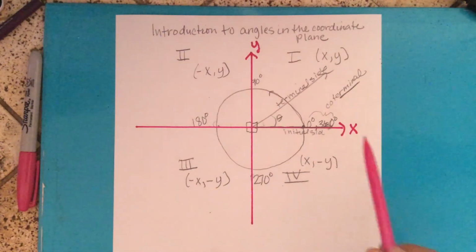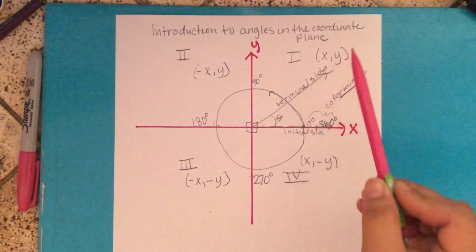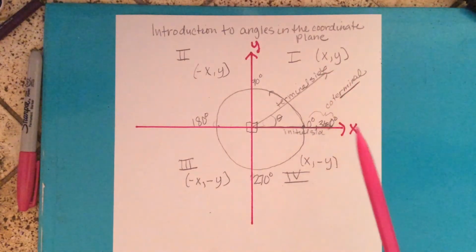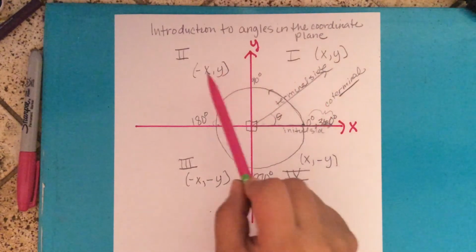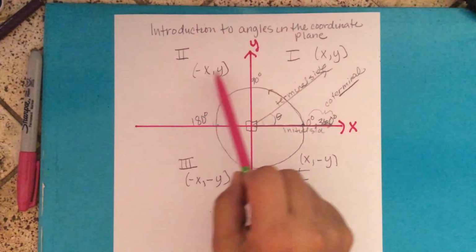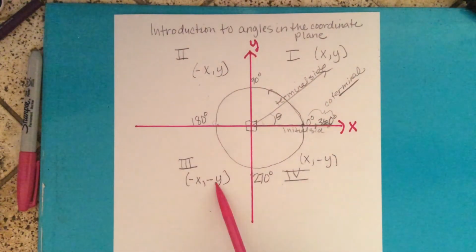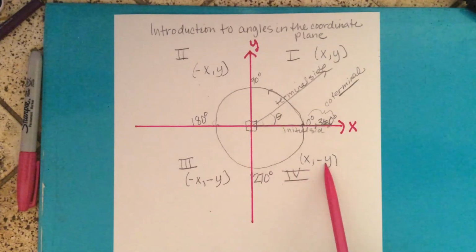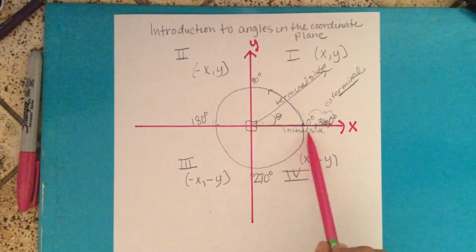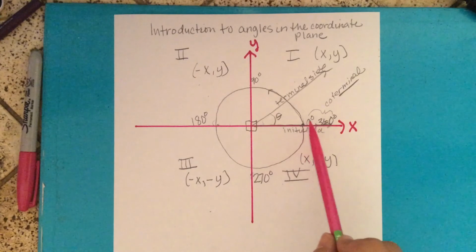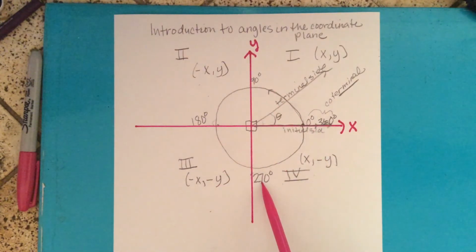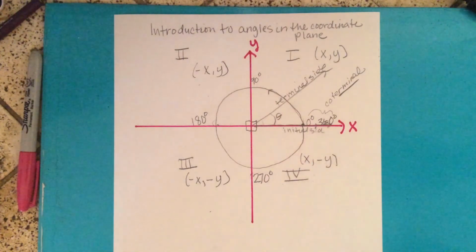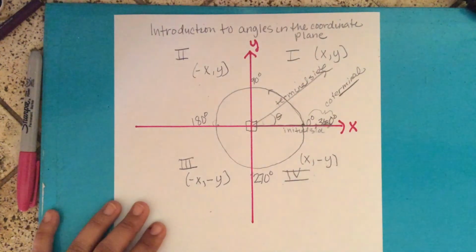So this is important information that you need to know and remember when you guys are doing what we're going to be doing today. X and Y are positive in the first quadrant, negative x and positive y in the second, negative negative in the third, and x positive and y negative in the fourth. And then you also have to remember the major degrees, so 0, 90, 180, and 270, and then back to 360. So I want you to keep that in mind, okay?